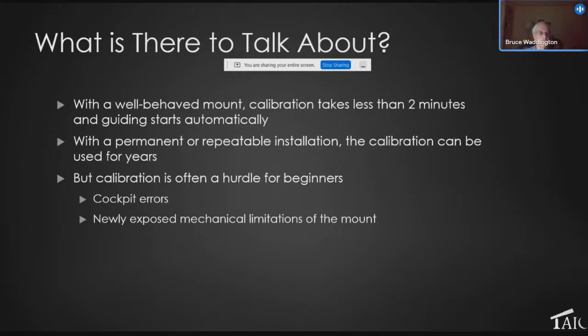You can get a good calibration. If you're in a permanent setup, you might use that calibration for years. And even if it's not permanent, if it's a repeatable setup, meaning that you take care to put things back together the same way that they were when you did the calibration, you can still reuse it for weeks or months. But the reality is for a lot of beginners, calibration is a hurdle. It's a headache. And we want to talk about why those problems arise and what you can do about them.